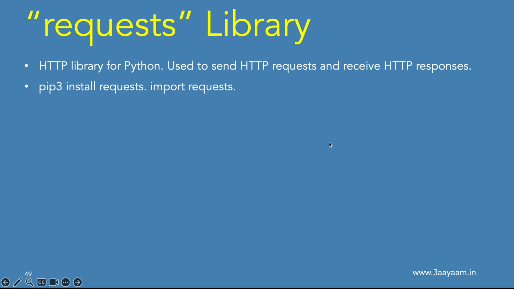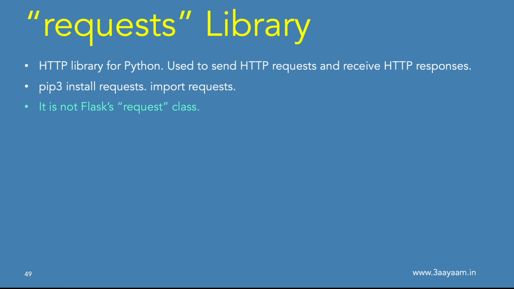The installation is pretty straightforward. We'll use pip3 install requests or pip install requests, and then we import the entire module itself, which is the requests module. As mentioned earlier, don't confuse the requests library with Flask's request class. Sorry, this is not library, it should be class. Let me change it. So it is not the same as Flask's request class.